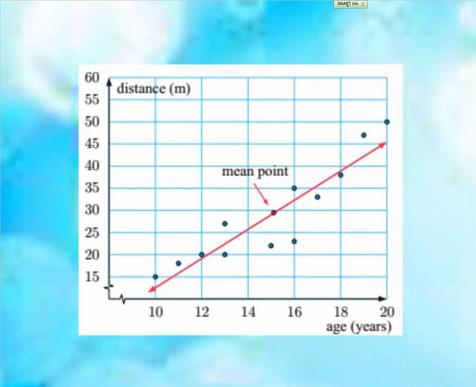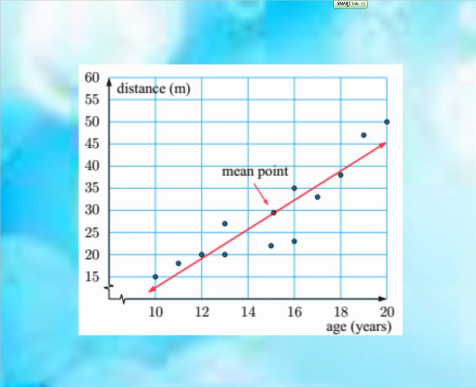So here is a scatter diagram again with the line of best fit. We can see that the mean point has been identified. It goes through the middle. There's about the same number of points on either side. So the whole reason why we do this is so that we can make predictions.